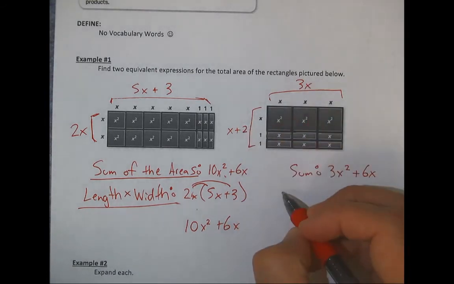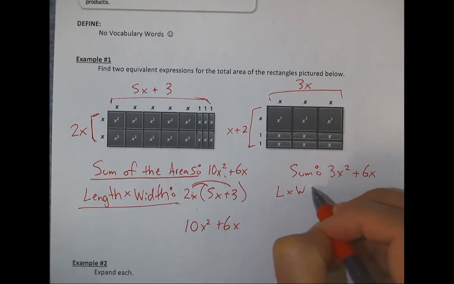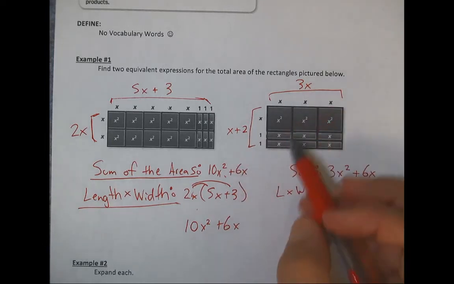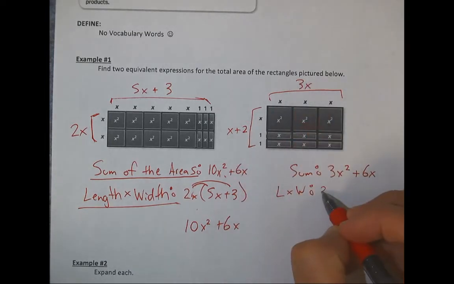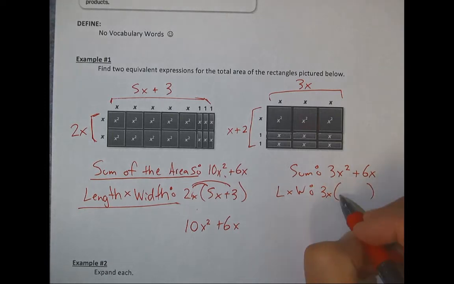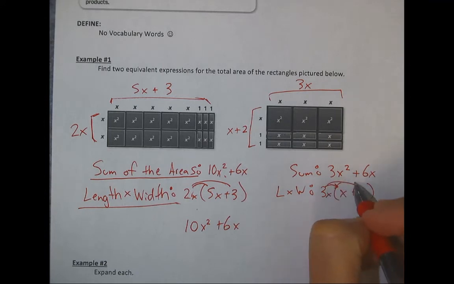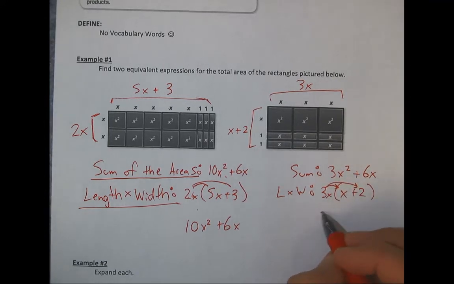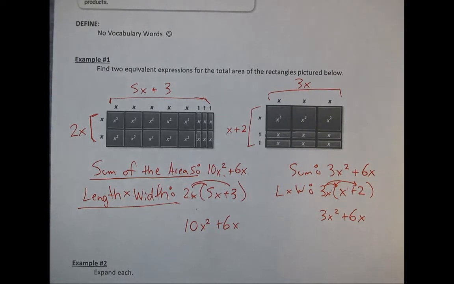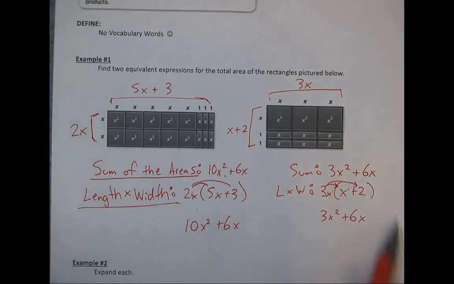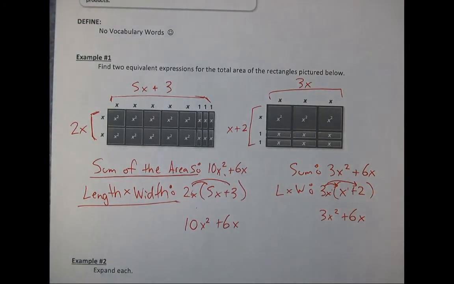So my length times width, and you can write it either way you want, but normally you're going to put the monomial first, so 3x, and then in parentheses, x plus 2. And if we go ahead and distribute and multiply, 3x times x is 3x squared. You're adding these exponents or powers of 1. 3x times 2 is 6x. Okay, so we're learning how to do this while applying it to this specific situation.